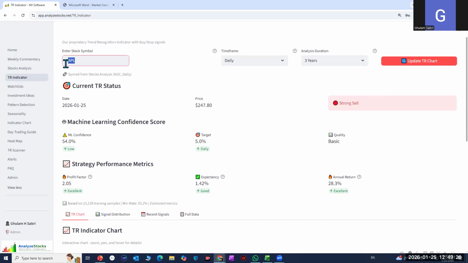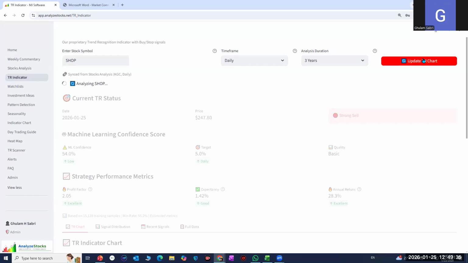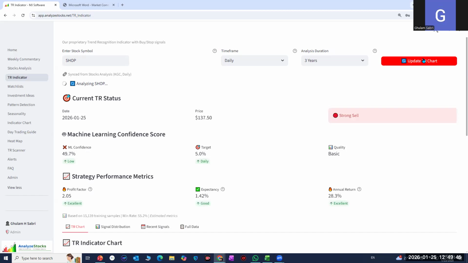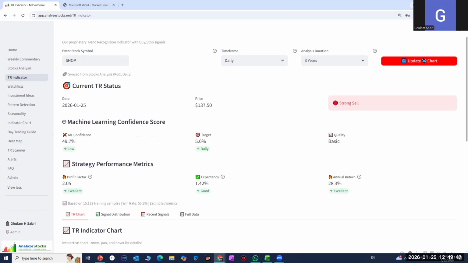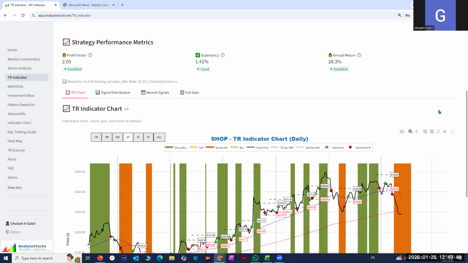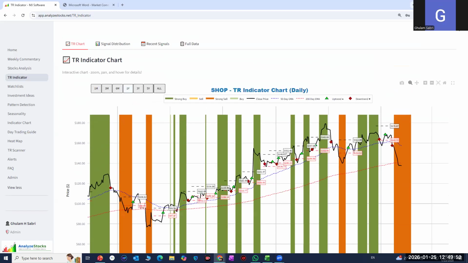Others, for example, mentioned Adobe or Shopify. So let's analyze anything else. Maybe Shopify, and then, if time allows, we can take a look at Adobe. But Adobe, let me tell you this, is in the software group. Now, the entire software group is weak, so Adobe is not going to outperform.